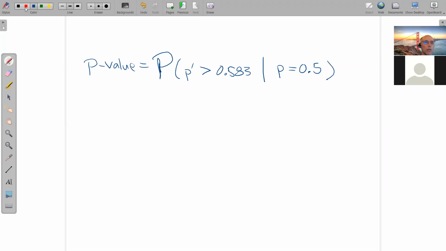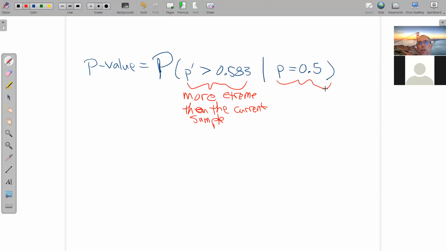And so as far as that goes, this right here means getting another sample that's more extreme. More extreme in this case would be bigger, sometimes it's smaller, than the current sample. And this part over here is given the null hypothesis is true.